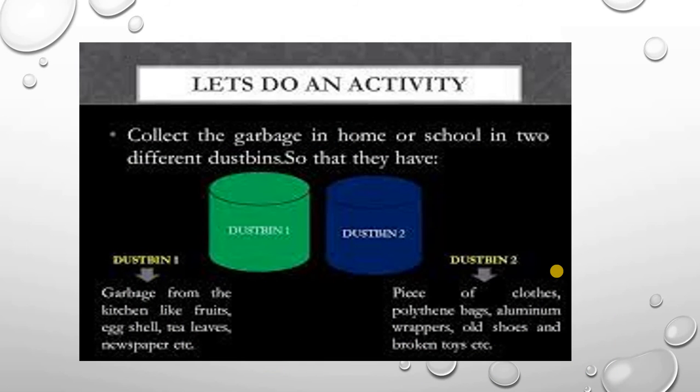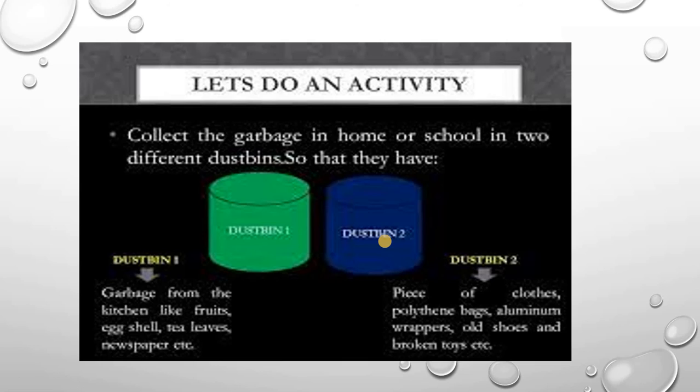Now, here you see. Let's do an activity. Collect the garbage from your house before it is thrown into dustbin and separate it into two groups. Okay, here you see dustbin 1, dustbin 2. Now in the first group we take garbage from kitchen, that is kitchen waste. What are the things generated from kitchen as a waste? Fruit and vegetable peels, then leftover cooked food, tea leaves, egg shells. Okay, we also include over here dry leaves, paper bag, cotton cloth, jute bag, and old leather bag in this group.